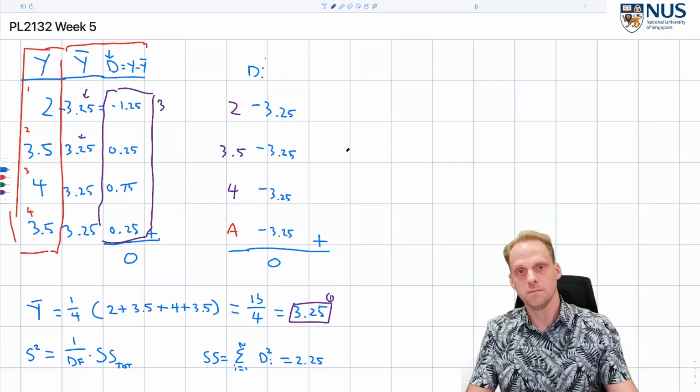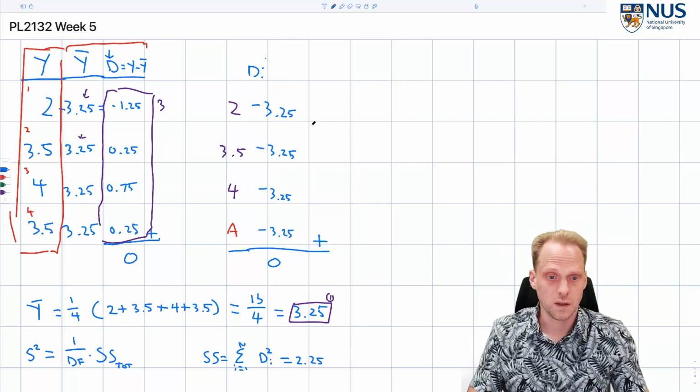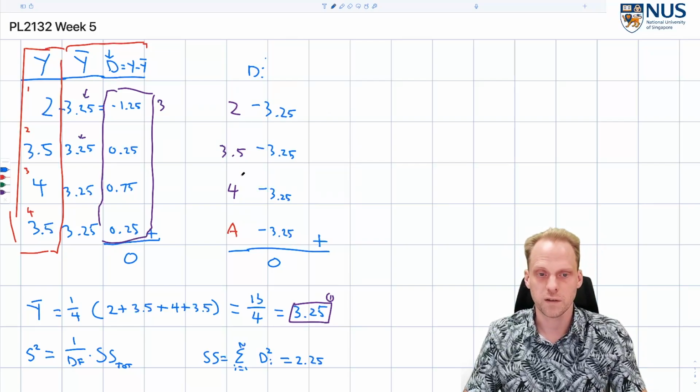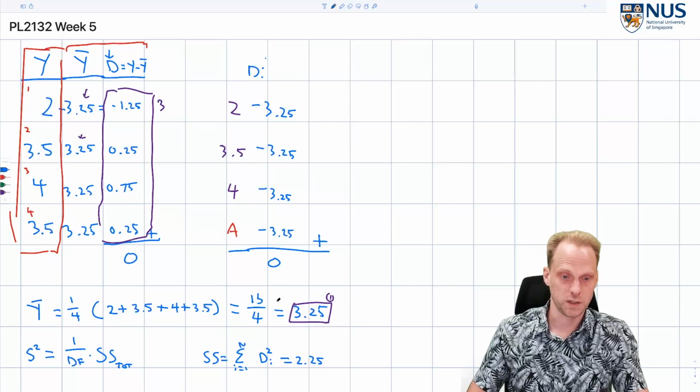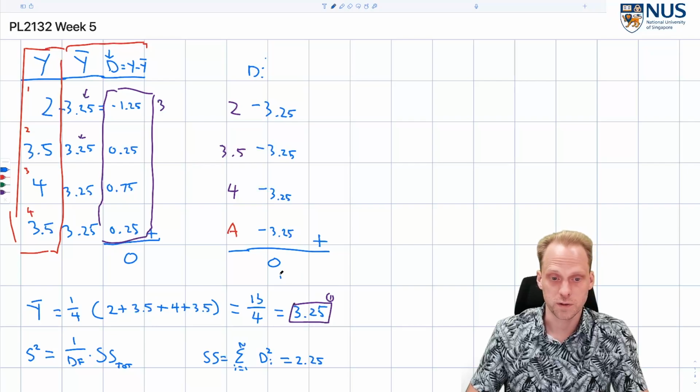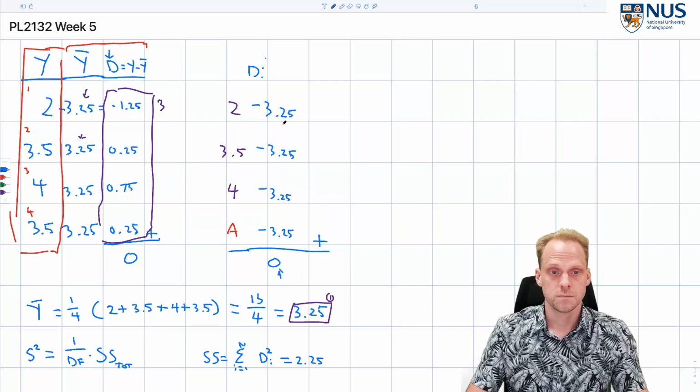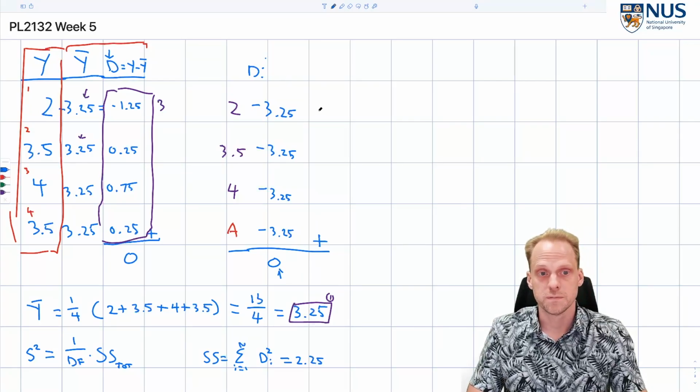And now we can see that A is the only thing really that's left here that is unknown. And we have an equation, namely the equation that the deviances should sum to 0. So let's try to solve this.